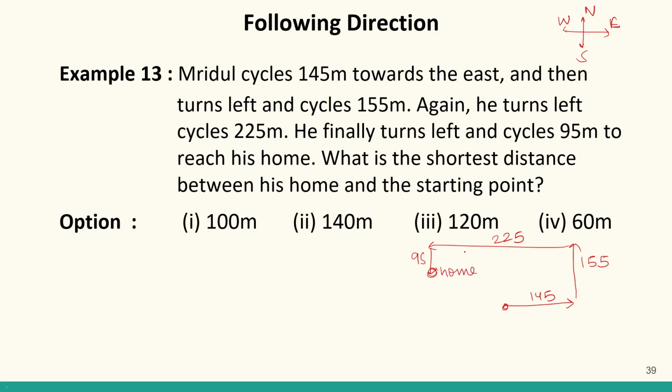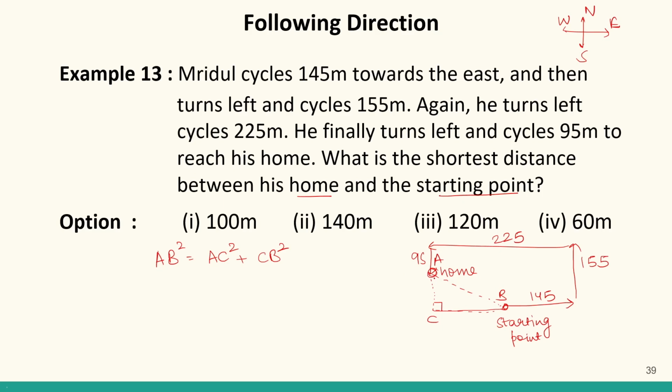We have to find the shortest distance between the home and the starting point. This is the starting point. So, this will be the shortest distance and I can draw a triangle over here, right? Right angle triangle. This distance will be how much? Let me name the triangle as ABC. We have to find the distance between AB. So AB square will be equal to how much? AC square plus CB square. This we know from Pythagoras theorem, right?